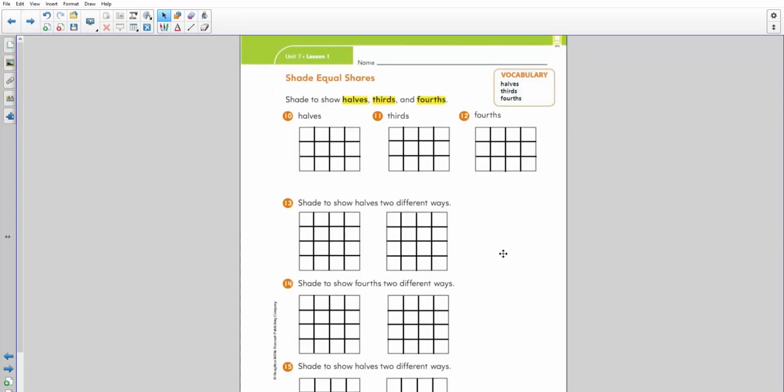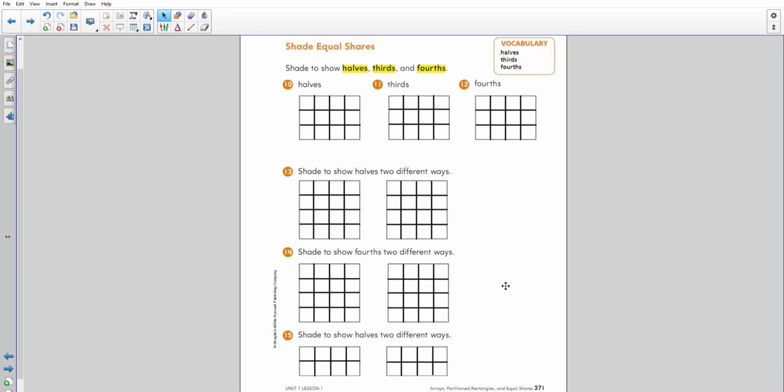So boys and girls, if you'll go ahead and turn to page 371 with me, I'd like you to go ahead and try your best, get help if you need to, to make your rectangles have the lines to partition in the same way as you see here. Please pause the video and come back when you're ready to do the next step.